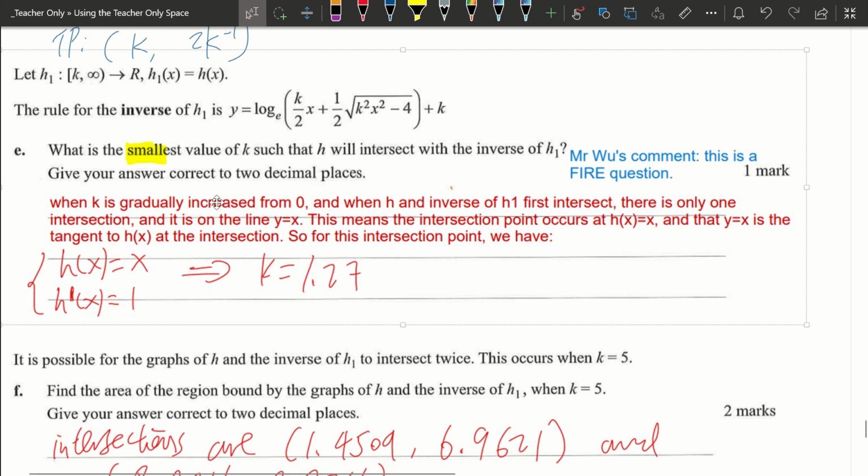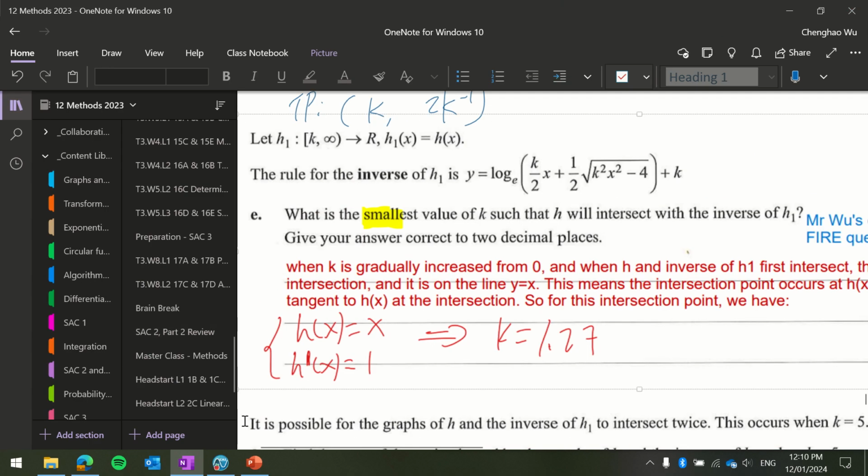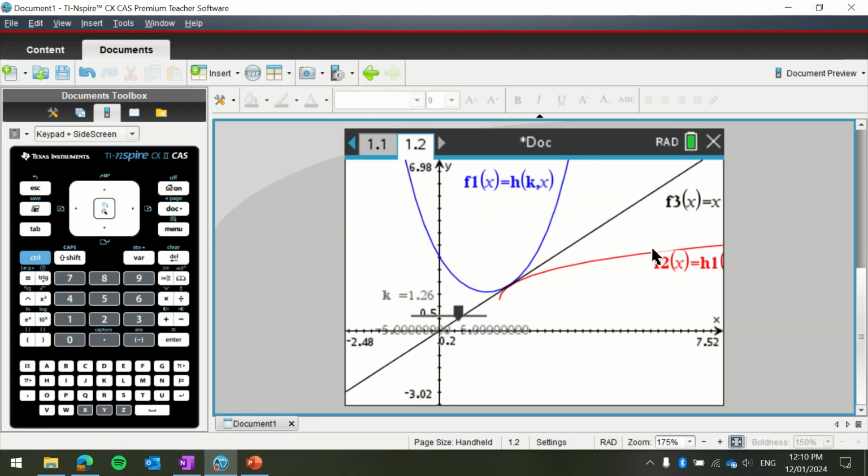And also, y equals x is the tangent to h at this intersection point. Look closely. The intersection is between the blue curve and the black line. So I can make h equal to x to find this point. But also, y equals x is a tangent to the blue curve, because the black intersects the blue at one point only. It touches it, and it's a touching, not crossing.